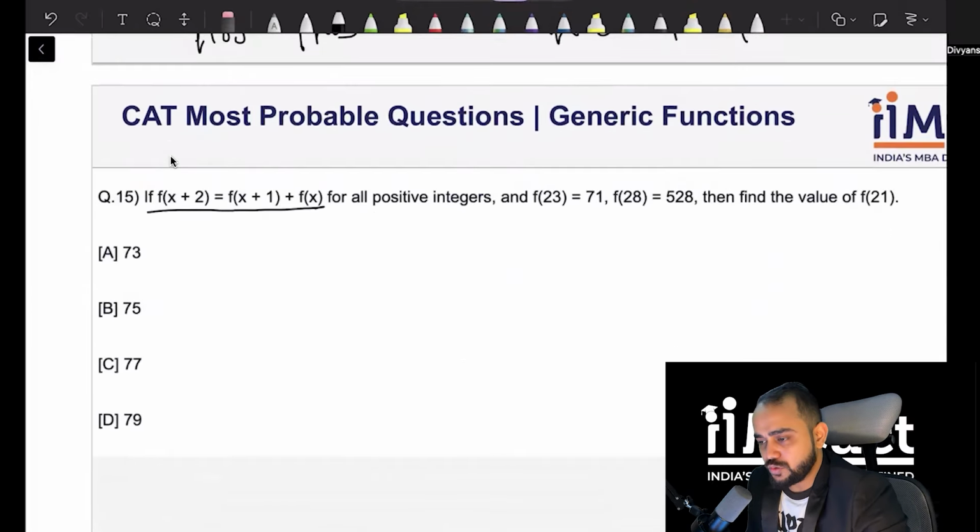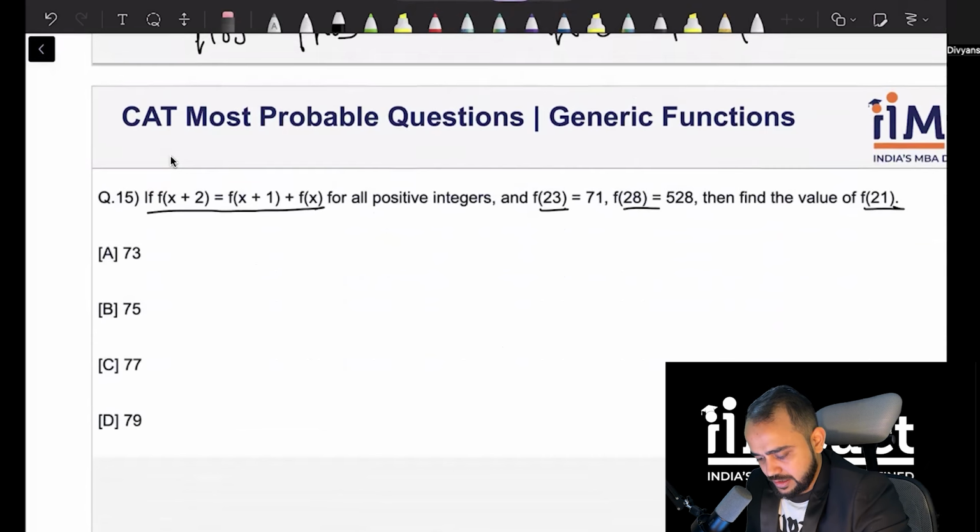f(x+2) is equal to f(x+1) plus f(x). f(23) and f(28) are given, and f(21) is being asked. So this is again a similar Fibonacci-type problem that we previously discussed. You have to start writing.